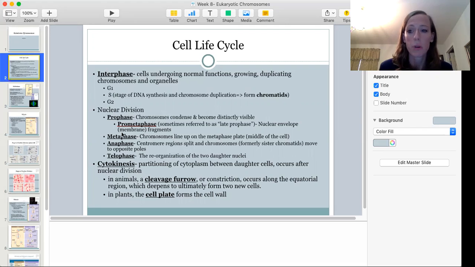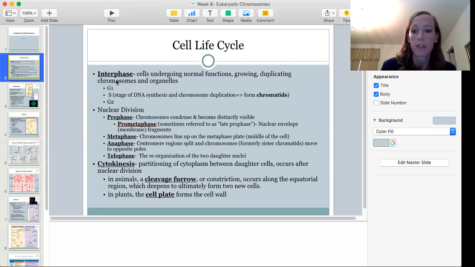Nuclear division is what we're going to take a more in-depth look at during the course of the lab this week. And then cytokinesis follows nuclear division. That is the division of the cytoplasm between daughter cells. So it happens after the nucleus divides, after the chromosomes are partitioned, but it's the partitioning of the rest of the material within the cell.